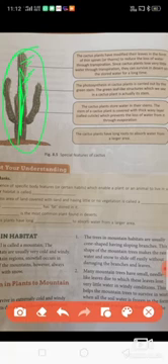Second thing is the stem is green in color. Now you can see in this picture also the stem is green in color. Why is the stem green in color?